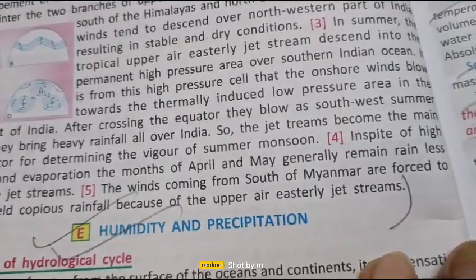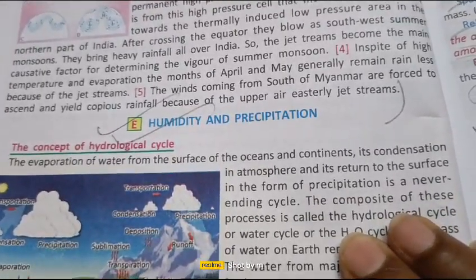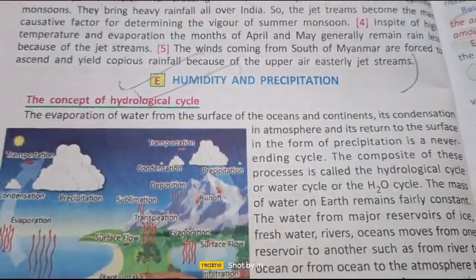So the jet streams become the main factor for determining the onset of the summer monsoon in India. In spite of the temperature and evaporation, the months of March and April generally remain rainless because of the jet streams only. The winds coming from south of Myanmar are forced to ascend and yield rainfall because of the upper air easterly jet streams.